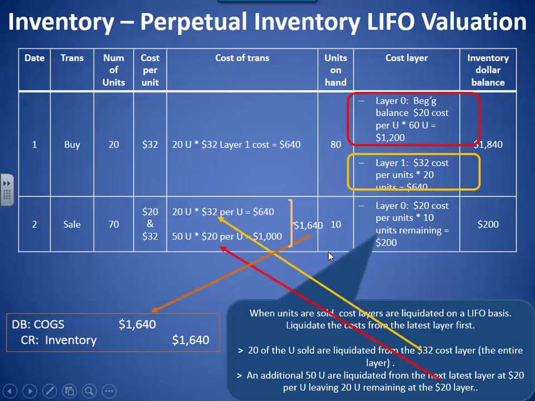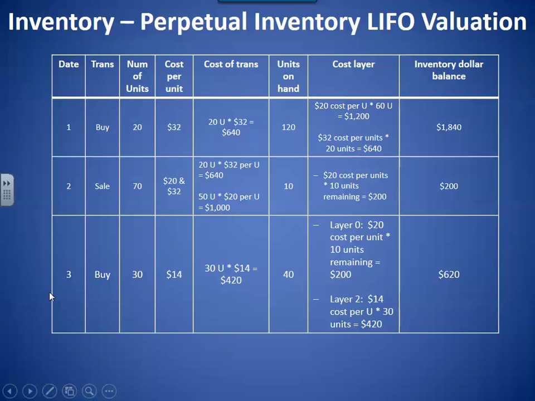So now, in terms of units on hand, we started out with 80, we sold 70, now we have 10 units on hand, and that agrees to our layer 0 cost layer, where we have 10 units remaining at $20 per unit, meaning the value of our inventory now is $200. Okay, now we go on to transaction number 3. In this case, it's the purchase of some additional units, and there were 30 units at $14.